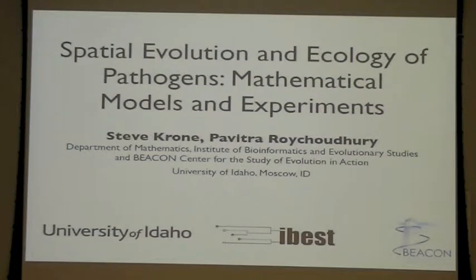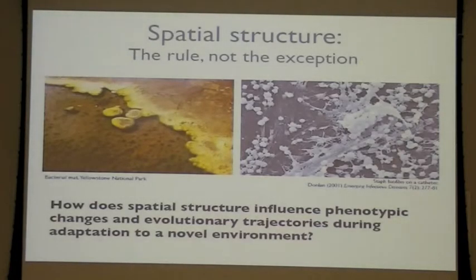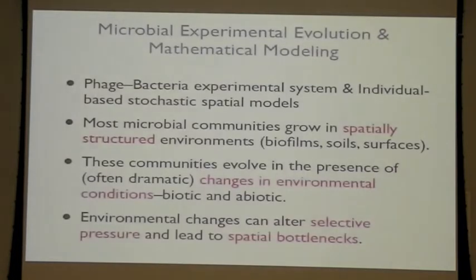So what's driven a lot of my research over the years is interest in the effects of spatial structure. All biological communities in nature are spatially structured in one form or another. It's really hard to avoid spatial structure. So the question that drives a lot of my work is how does spatial structure influence phenotypic changes and evolutionary trajectories during adaptation to a novel environment? So what we're going to talk about here is mostly microbial experimental evolution on the experimental side, and modeling.